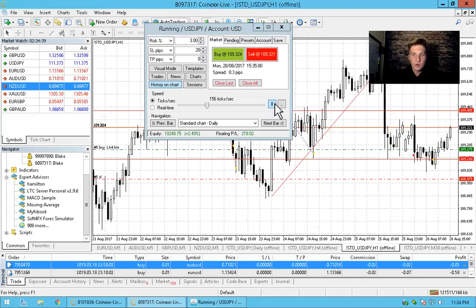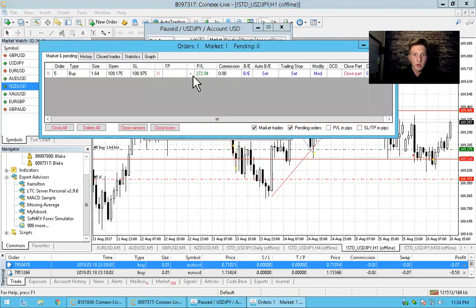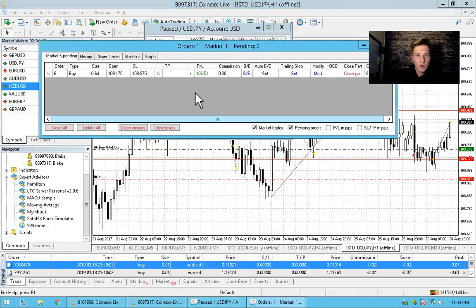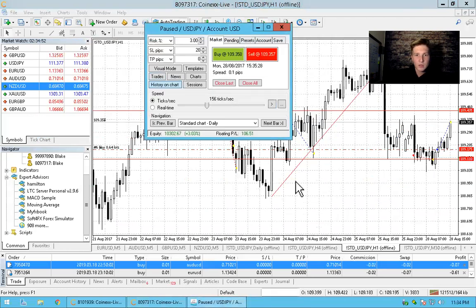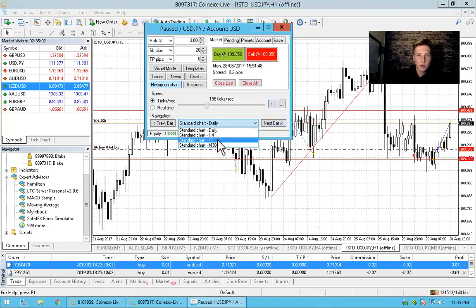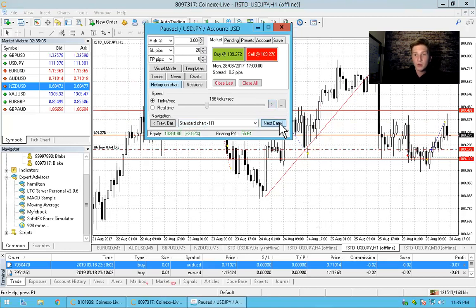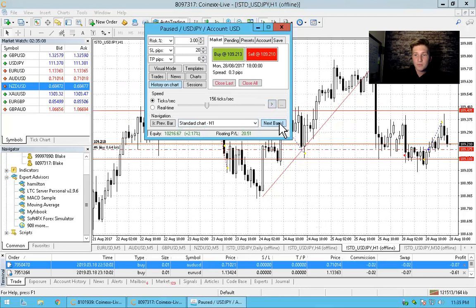All right, and I'm gonna go ahead and close half the position. Close part. I'm gonna close one standard and hit this at break even. I think this is a swing trade, so we're gonna go ahead and hold this. Because we are holding, I'm just gonna hit next bar, okay? Next bar, because I don't want to waste your time. So let's see what happens.